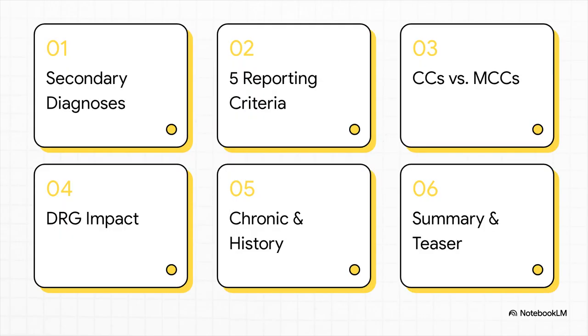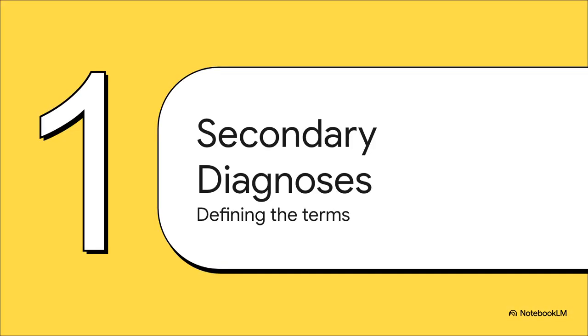Here is what we're covering today. First, defining secondary diagnoses. Then, the 5 reporting criteria. After that, understanding CCs versus MCCs. Next, DRG impact, followed by chronic and history conditions, and finally, a summary and a teaser for Part 7. Let's contour this.